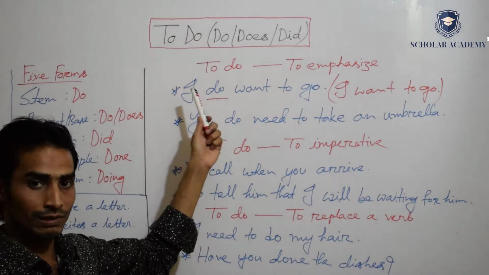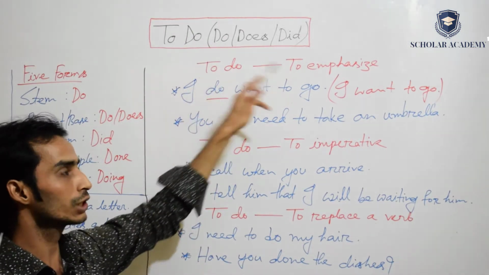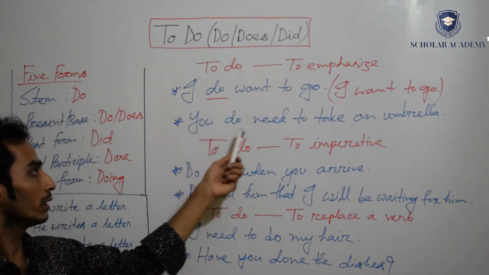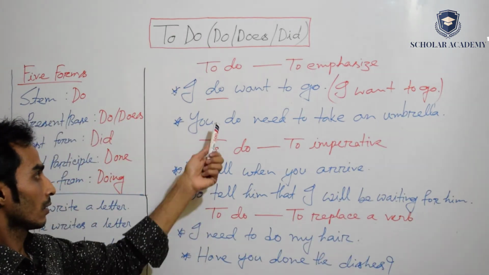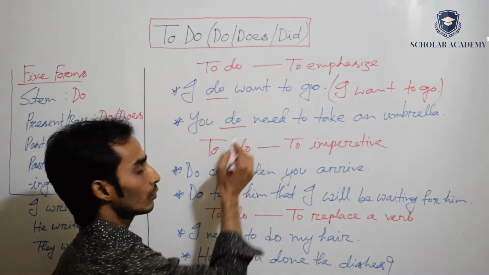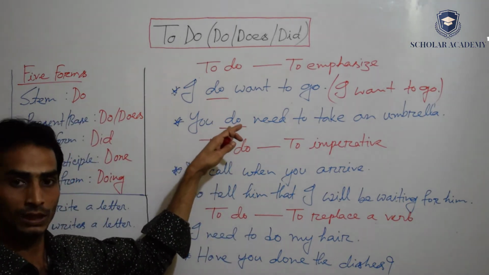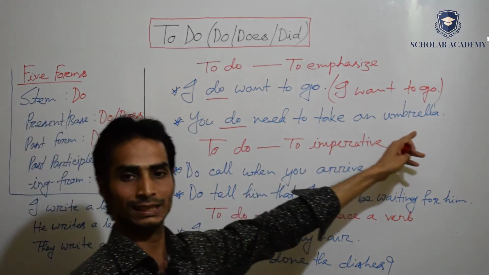We put stress on the word do to emphasize that I want to go. And another example for you, you do need to take an umbrella. Here we also put stress on the word do to emphasize you need to take an umbrella.